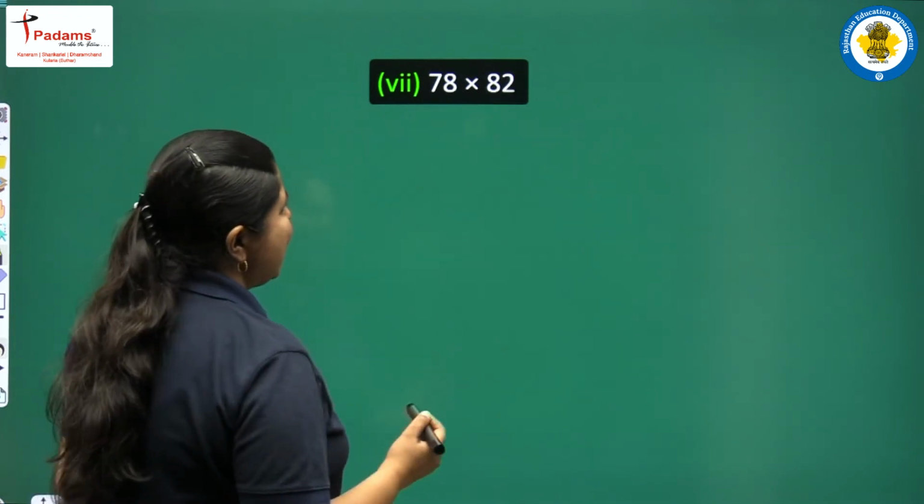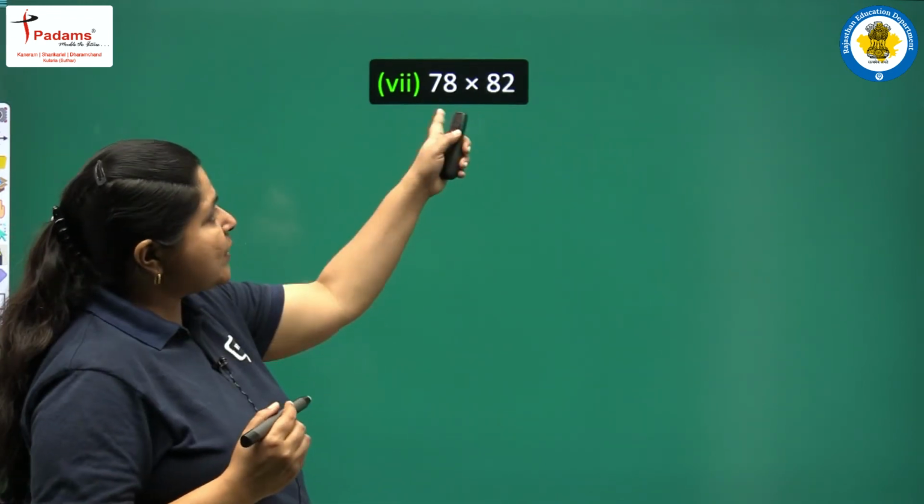Isn't it? Next we have this number. Again here we have two numbers and we have to multiply.